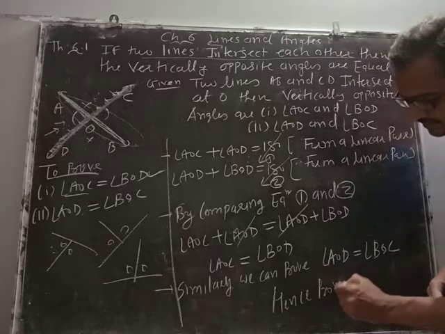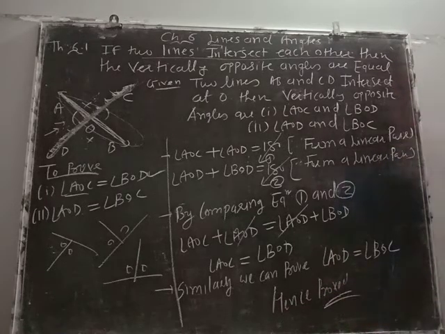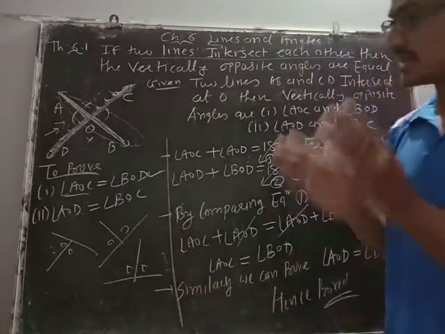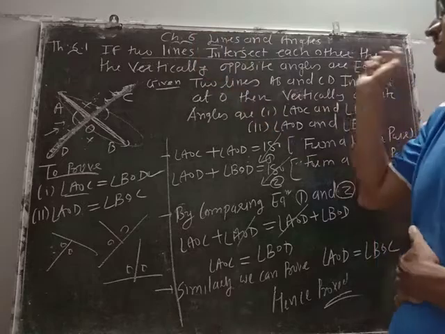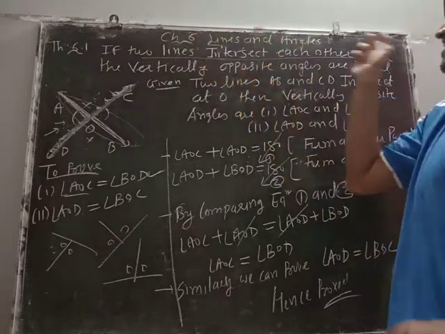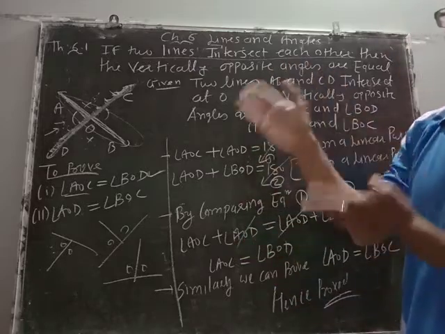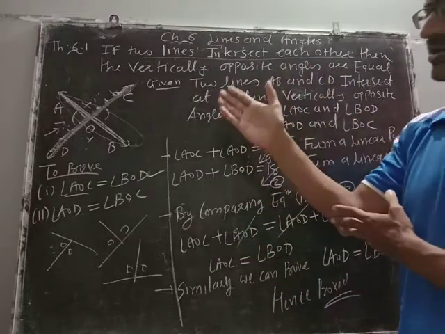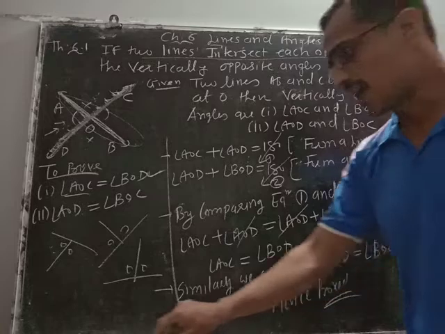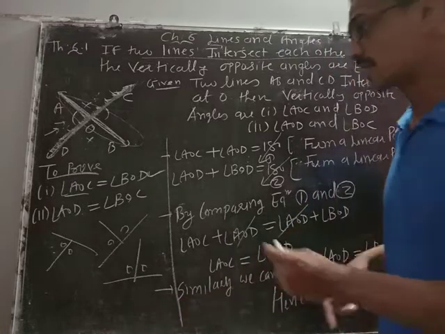Hence proved. Once again, see, in the exam, if it is asked, then only this statement will be given: if two lines intersect each other, then the vertically opposite angles are equal. That's it. You have to draw the diagram by yourself. You have to write given, to prove, proof. Everything has its marks.